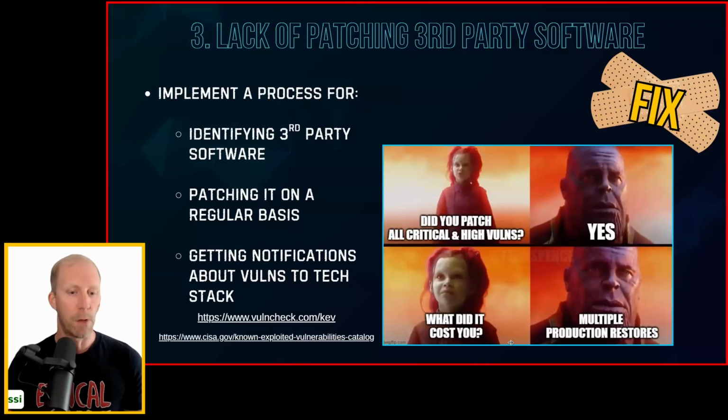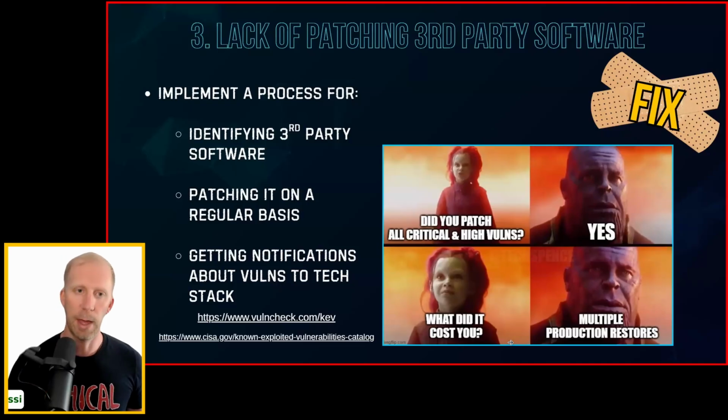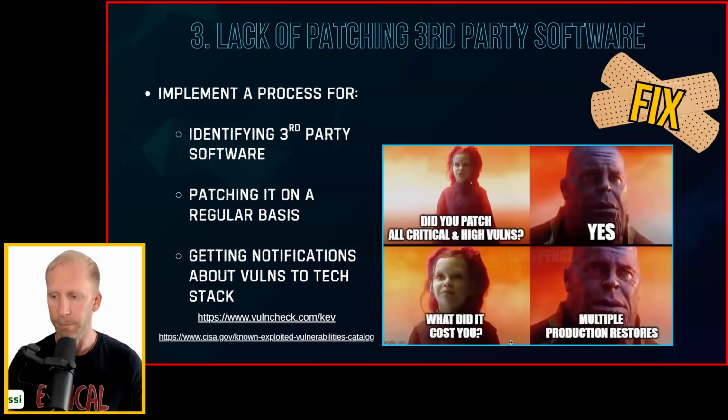Great resources, by the way: vulncheck.com/KEV and CISA's Known Exploited Vulnerabilities catalog, the KEV. That's a list of vulnerabilities that are known to be exploited in the wild. So if you're like me and you're like, how do I patch all 10,000 vulnerabilities? Well, you don't patch them all at once. You pick the ones that are most important. And you can do that using some of the information and intelligence that third parties like CISA provide. They provide this KEV list, which is really great.